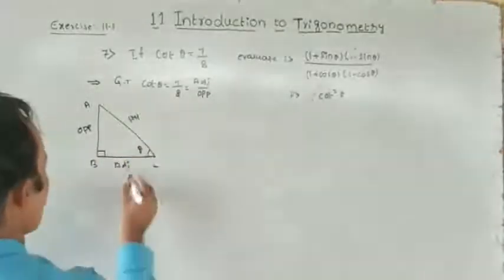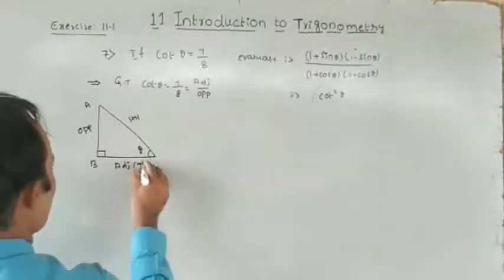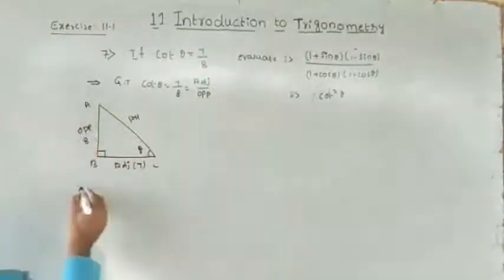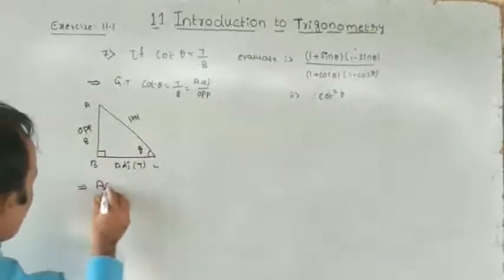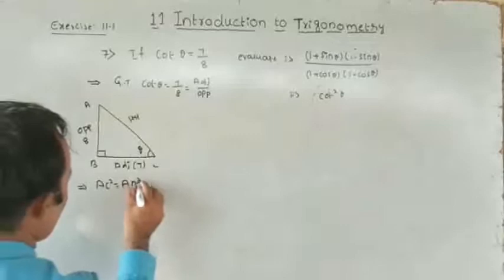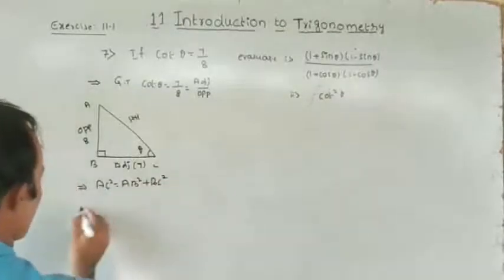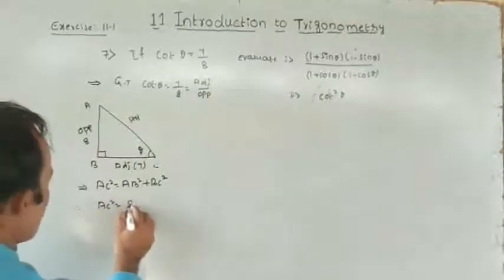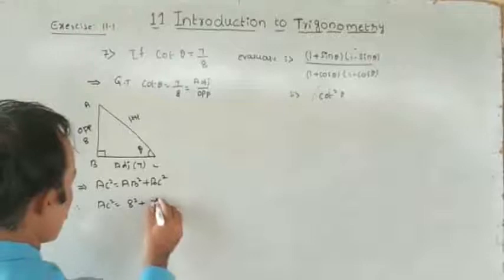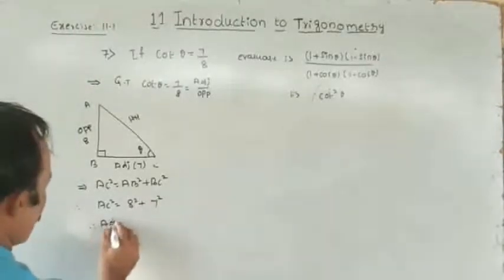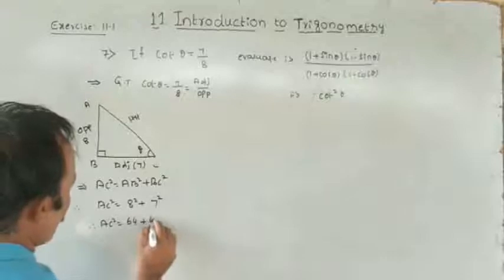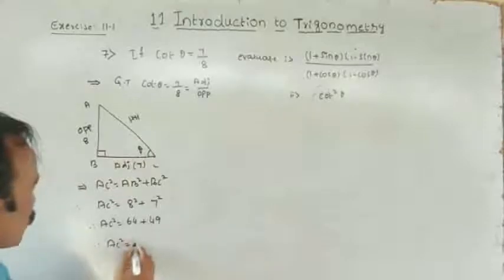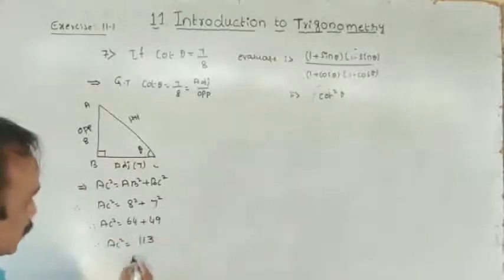Now you want adjacent, that means 7. Opposite is 8. Find the hypotenuse. Apply Pythagoras theorem, which implies AC square is equal to AB square plus BC square. Therefore, AC square is equal to 8 square plus 7 square. Therefore, AC square is equal to 64 plus 49. Therefore, AC square is equal to the sum of these two, 130.